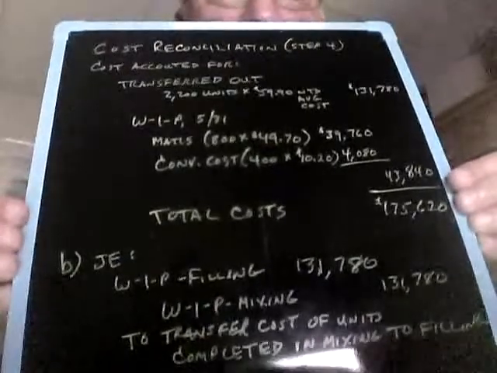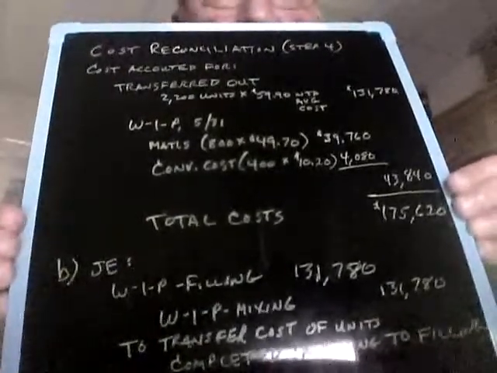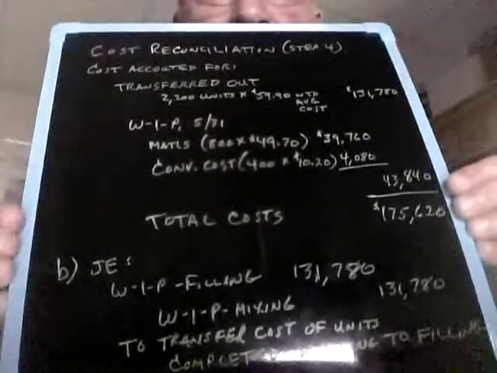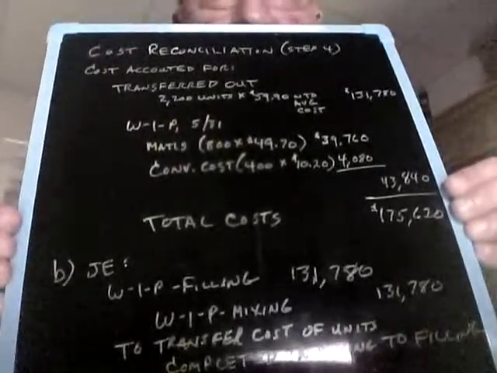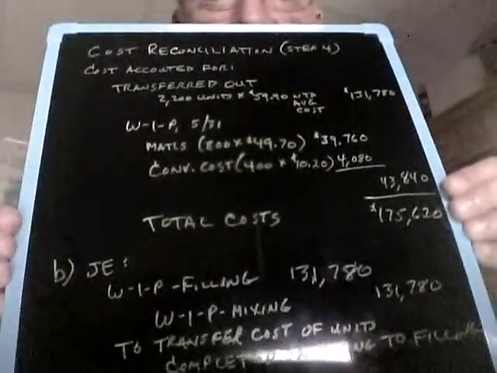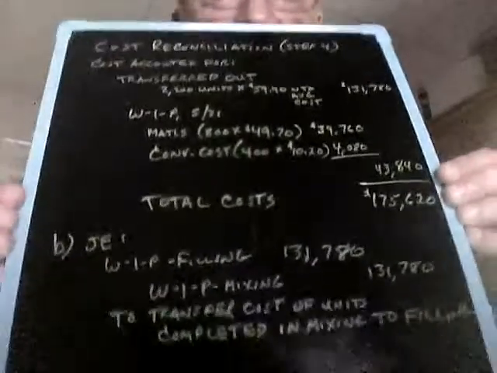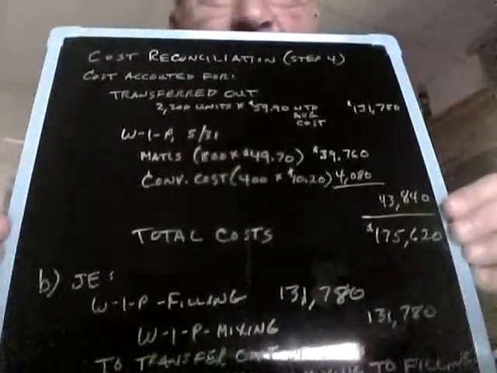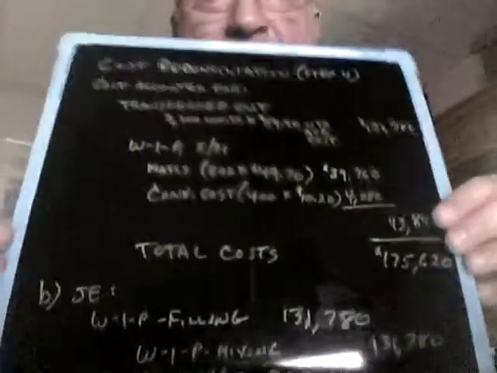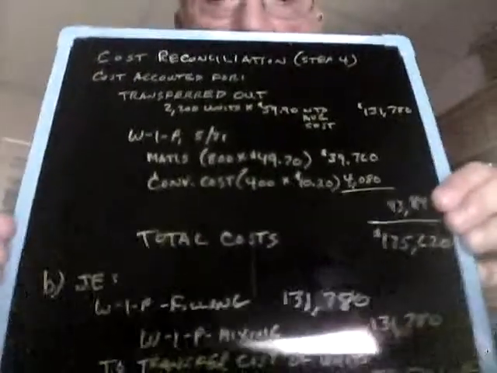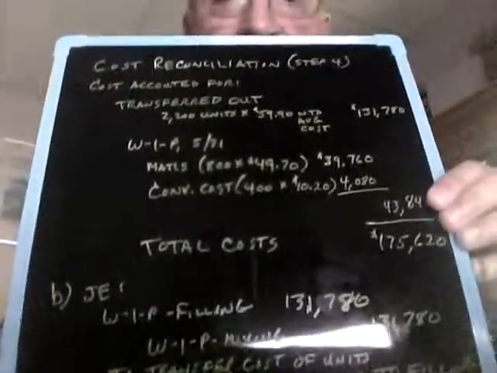So notice that the ending inventory for mixing of $43,840 remains in mixing and will be the beginning inventory for the next period. So hopefully that helps you to understand a little bit better, and that wraps up our prep for Chapter 16.